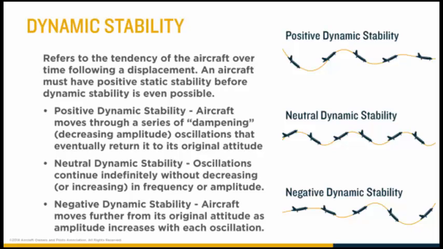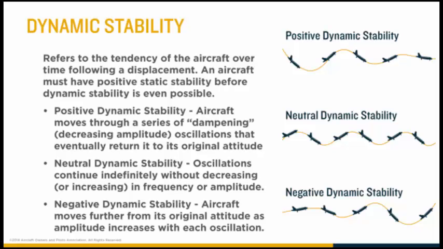So in other words, an airplane that is statically stable will have some form of dynamic stability. The amplitude of the oscillations determines if it has positive, negative, or neutral dynamic stability. So we can see our diagrams there.